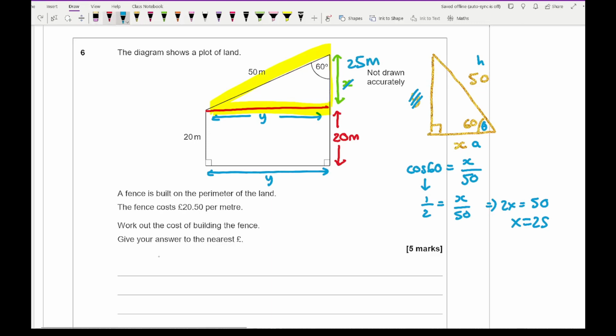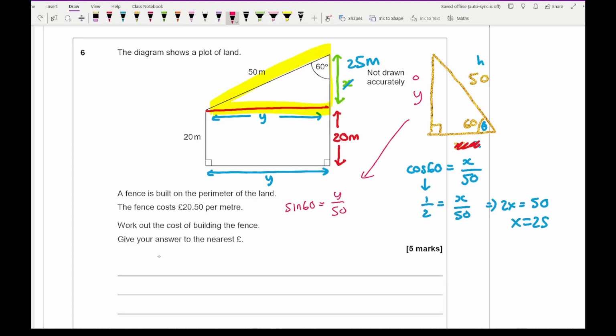Moving on to the next triangle, let's get rid of x and bring y back into play. From this I could have used Pythagoras because I know the other two sides, but I'm going to stick with trig. So using y, this is the opposite and h is the hypotenuse. So I'm going to be using sine: sine 60 equals y over 50.